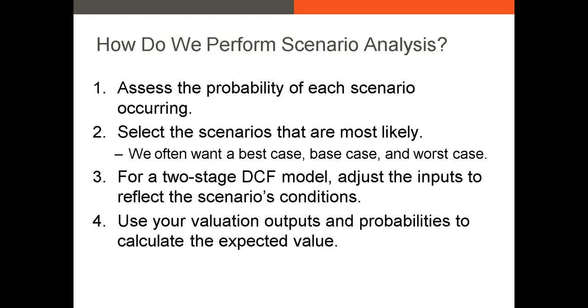And then finally, once we've accounted for each of these scenarios in our model, we're going to take the output. So in this case, if it's a valuation, it's going to be an intrinsic value. And we're going to take those outputs and multiply them by the probabilities with which those outputs occur, and we're going to find the expected value.